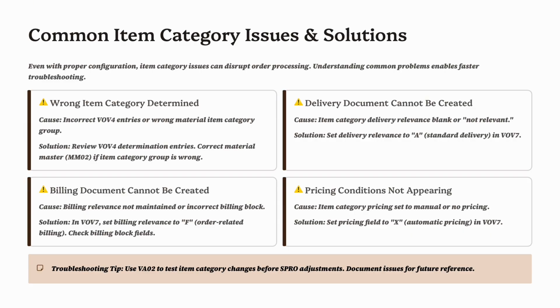2. Item not being billed. If billing does not pick up an item, check the billing relevance flag in the item category, and the copy control settings between order and billing, including the sub-item structure if it's part of a BOM. Billing relevance directly controls how SAP creates invoices.